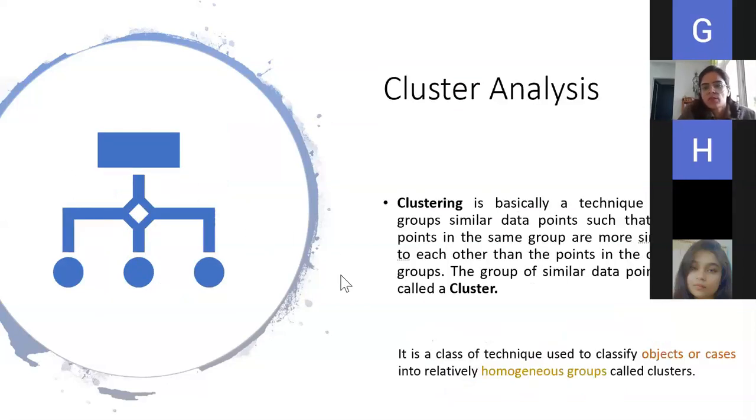Clustering is basically a technique that groups similar data points such that the points in the same group are more similar to each other than the points in other groups. The group of similar data points is called a cluster. So what is a cluster? It's a group of similar data points, right? It's a class of technique used to classify objects or cases into relatively homogeneous groups called clusters.